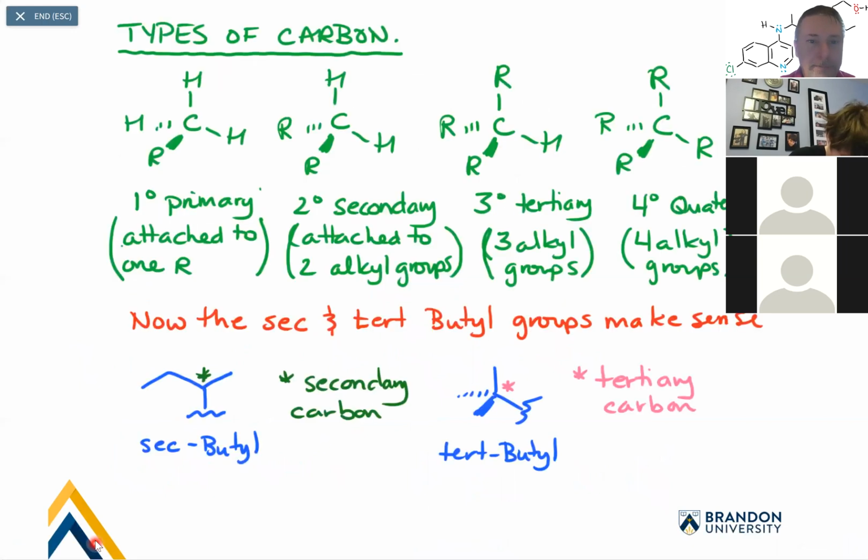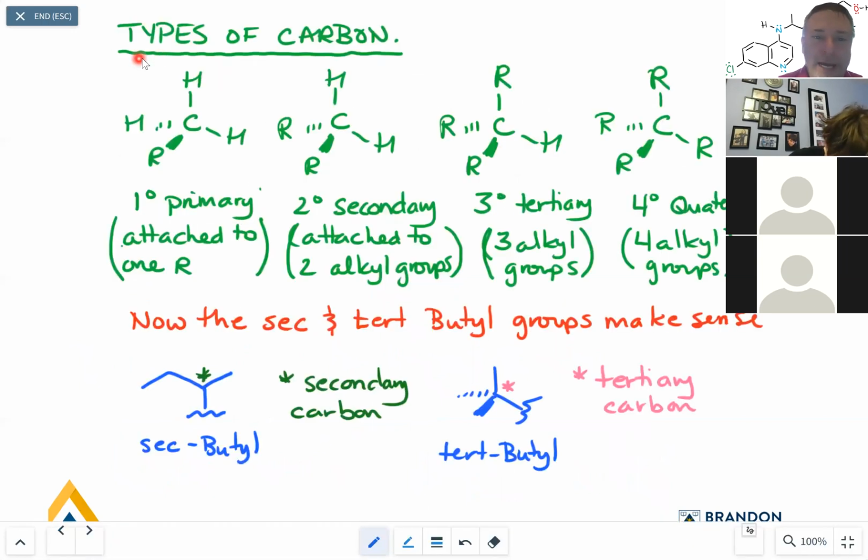So I basically skipped ahead for the different types of carbons. If you've got a carbon which is bonded to one R group, so one carbon, we would call this a primary carbon. If you've got a carbon which is bonded to two alkyl groups, two R groups, secondary, tertiary, and then finally the quaternary one.